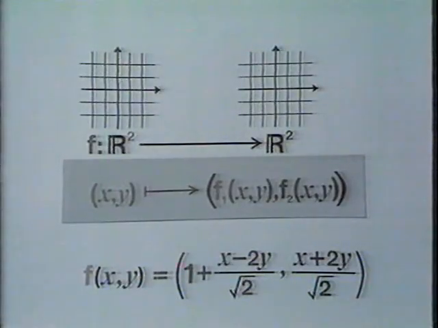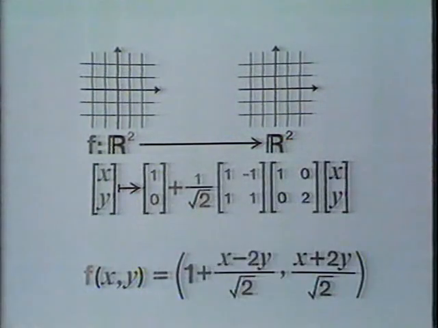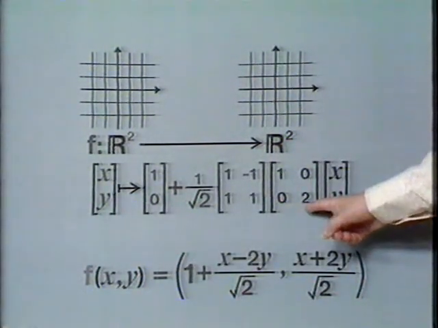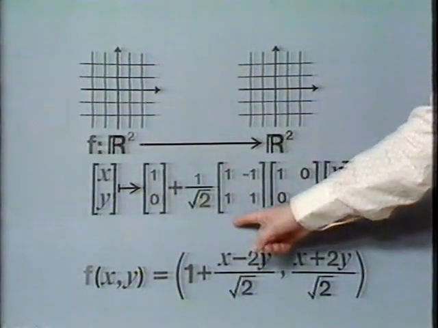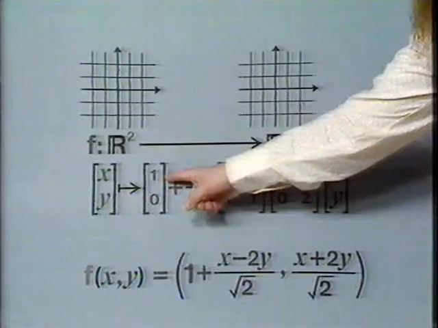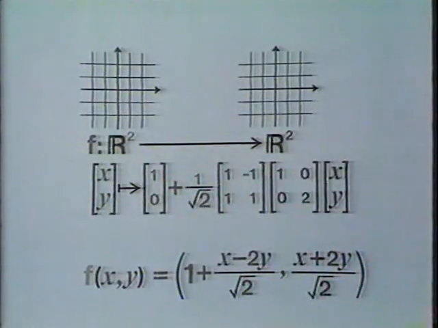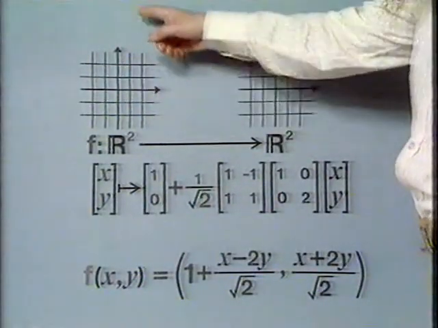Well, it's an affine transformation, and we can write the image of a typical point xy in matrix notation like this. It's a dilation in the y direction by a factor of 2, followed by a rotation through 45 degrees, that's this matrix divided by root 2, followed finally by a translation of 1 unit in the x direction. Now, what sample of points are we going to take? Well, we're going to take the points in this grid.